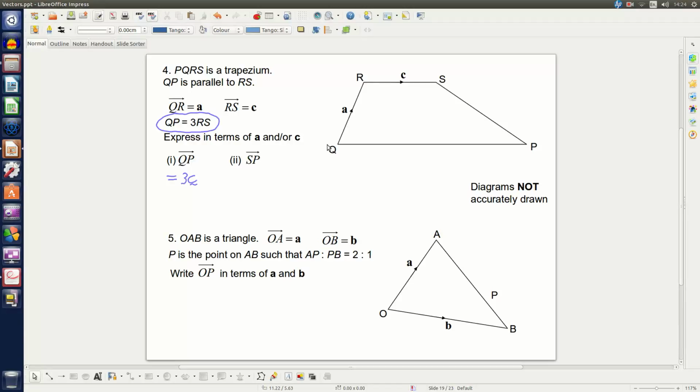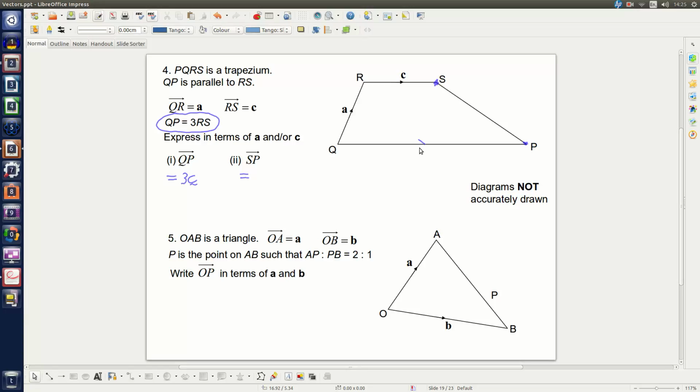Now this is the important thing about vectors. Vectors don't have a start point or an end point in a sense. They are floating in free space. We can pick that RS up and put it on QP, and we'll need 3 of them end to end to make QP. SP is a little bit more difficult, if you like, but I always encourage my students to find a route, a way of getting from S to P.